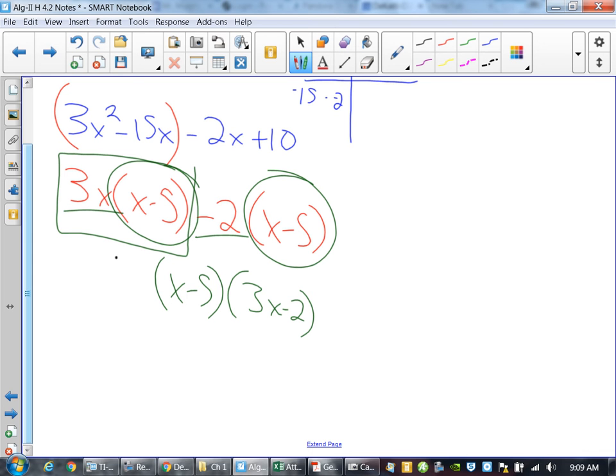Okay. And then what would change if it did this? Yeah. You'd have to get your zeros. Here you'd get 5. And then here, if I solve for x, you would have to add 2 divided by 3. So it would be 2/3.